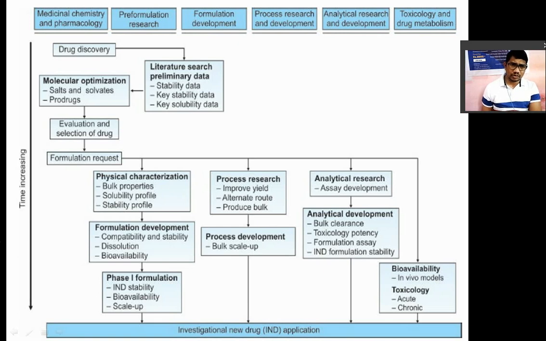During drug discovery, these are the different phases: medicinal chemistry and pharmacological study, then pre-formulation and research, formulation development, process development, then analytical research and development, and lastly toxicology and metabolic study. Drug discovery is done first. You can identify the drugs, you can identify the lead molecules from the literature survey, then you can take up preclinical studies, and once preclinical studies are promising, then you can start your pre-formulation studies. Simultaneously you have to do pre-formulation studies as well as clinical trials. You can easily get this information from literature.